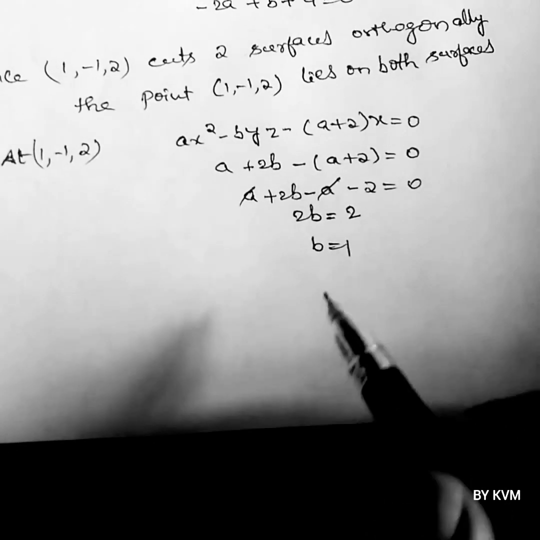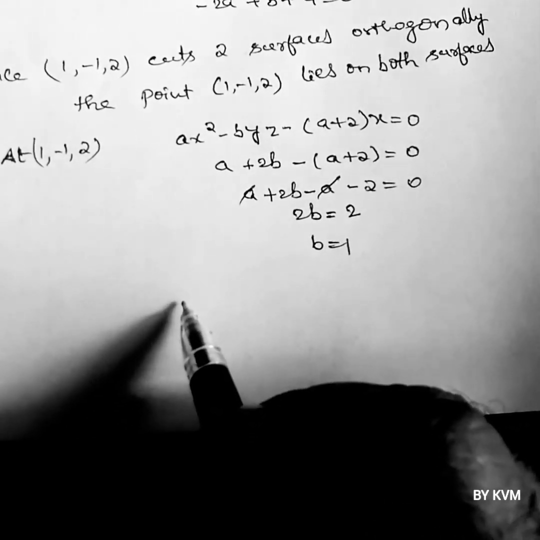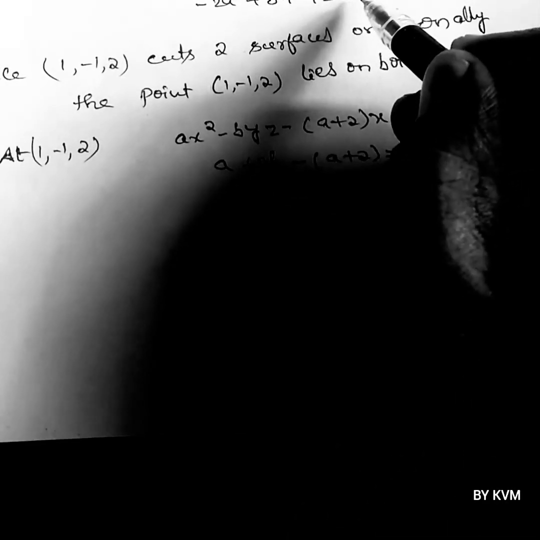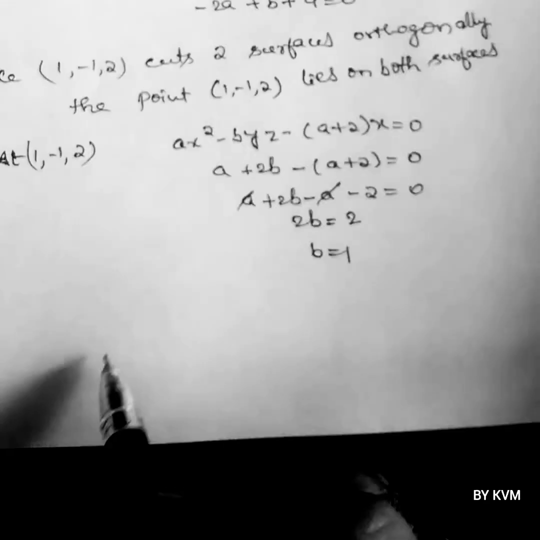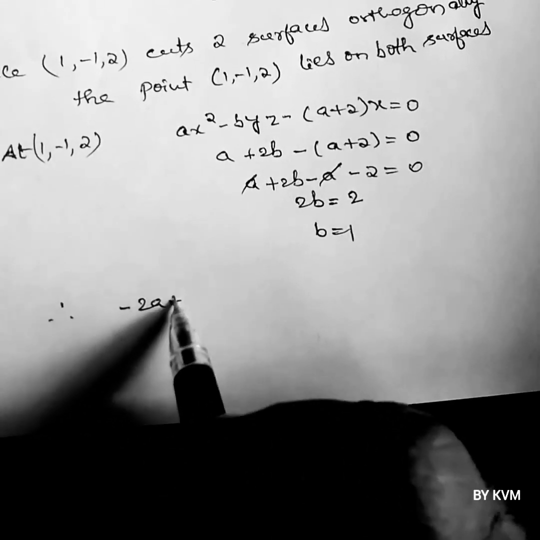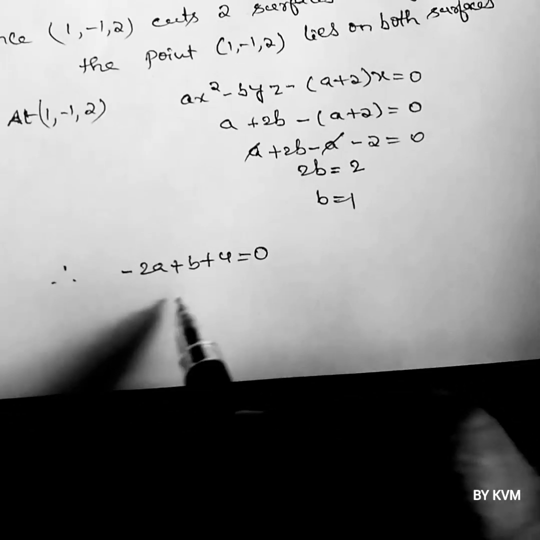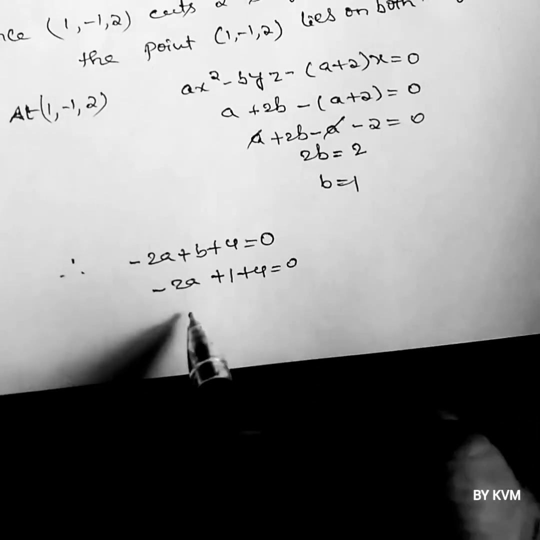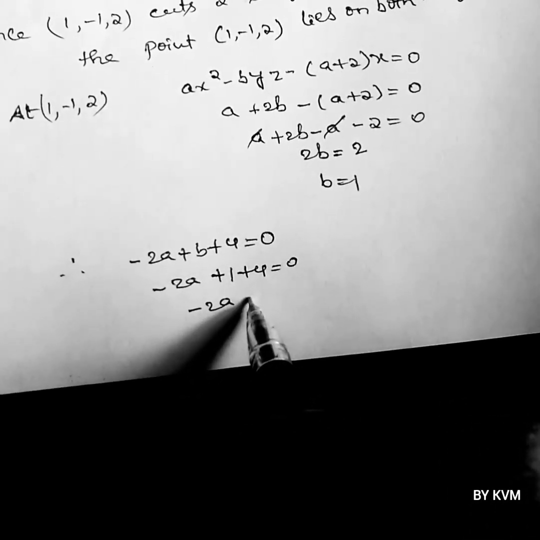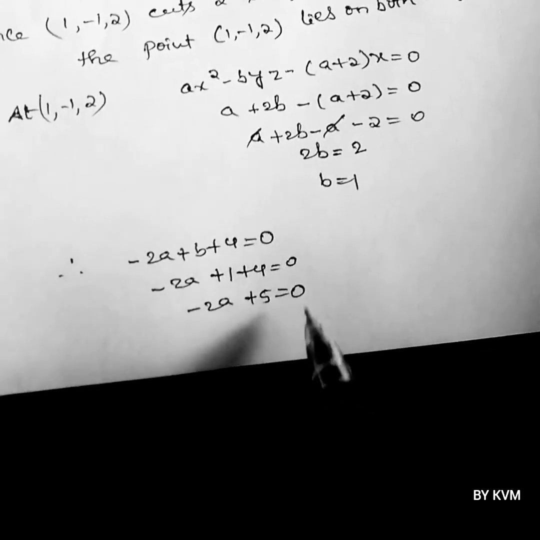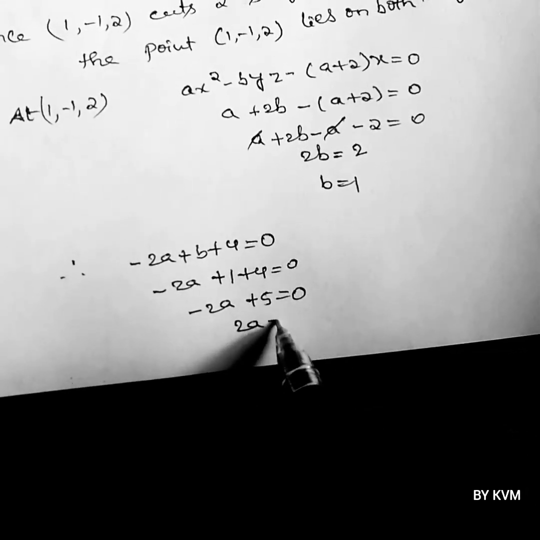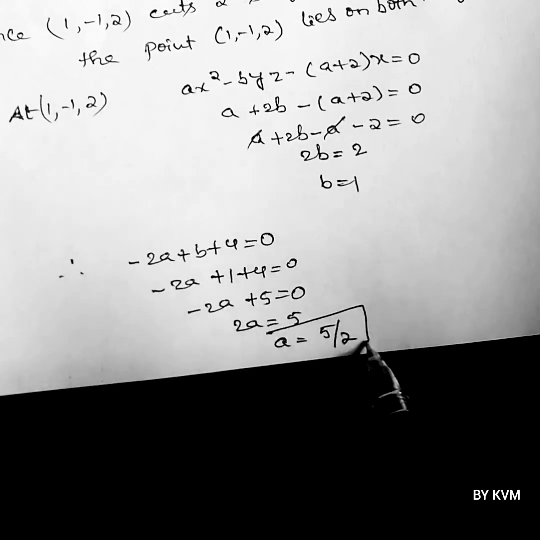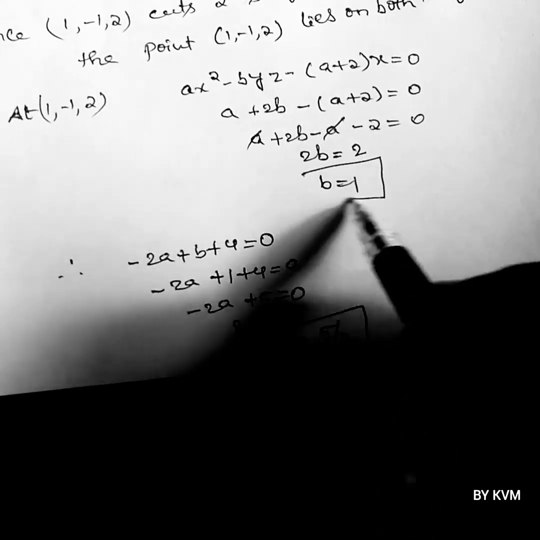Now we have to find the value of a. So to find the value of a, use this equation. So therefore minus 2a plus b plus 4 equals 0. So minus 2a, b is 1, so minus 2a plus 5 equals 0. So 2a equals 5. So a equals 5 by 2. So a equals 5 by 2, b equals 1.